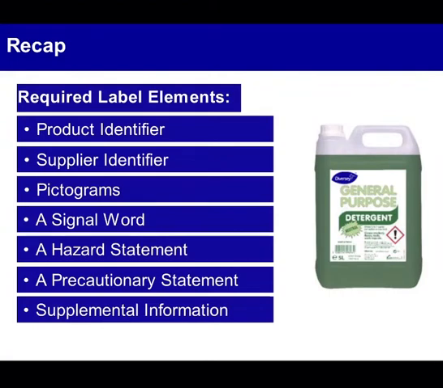Hazardous chemicals are required to be labeled, and even though each manufacturer's label is different, all are required to contain these elements: a product identifier, the supplier identification, pictograms related to physical and health hazards, a signal word, either danger or warning, a hazard statement, and a precautionary statement.